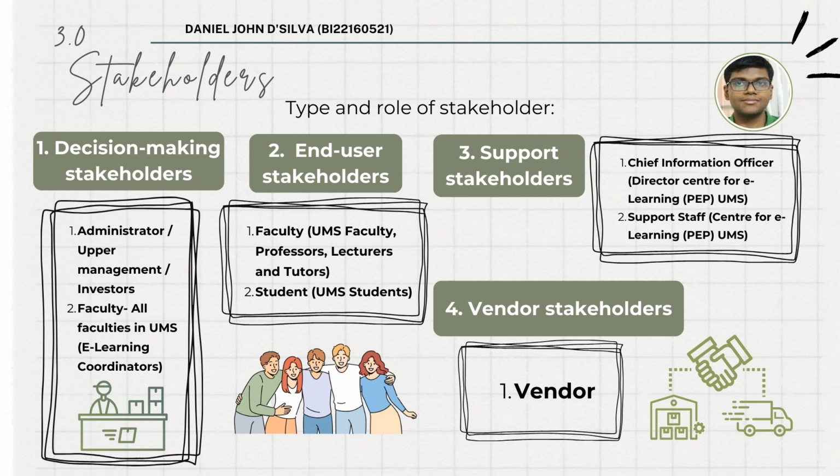Thirdly, we have the support stakeholder. Examples are the Chief Information Officer and support staff. The role of a support stakeholder is to ensure various support is provided, such as phone support service, small group training, and one-on-one consultations.